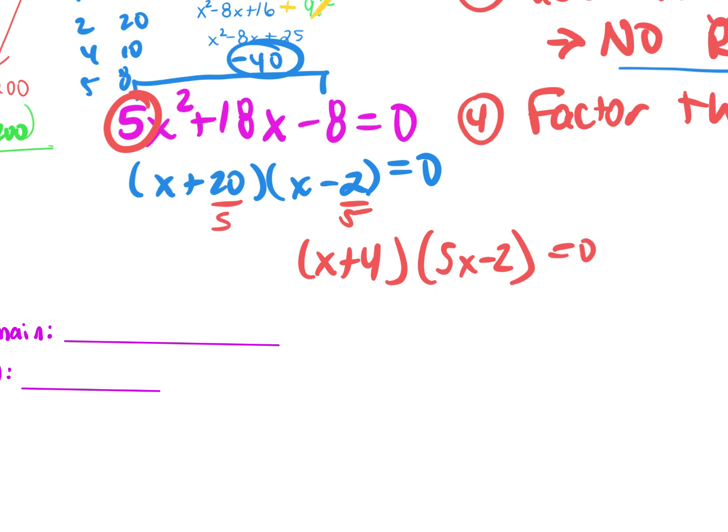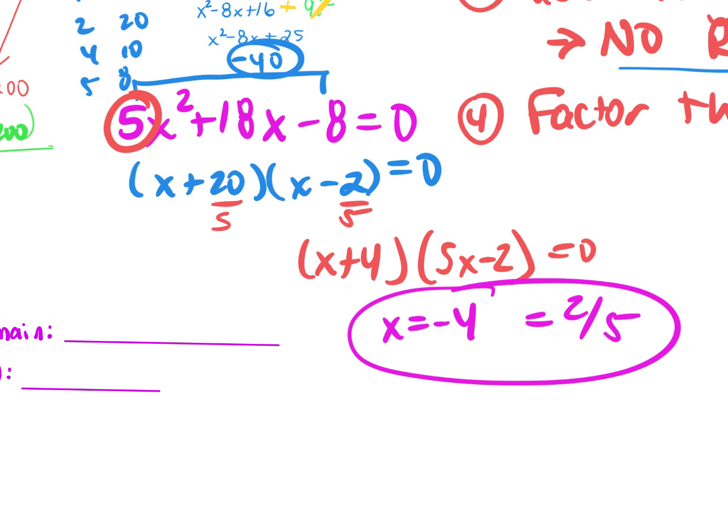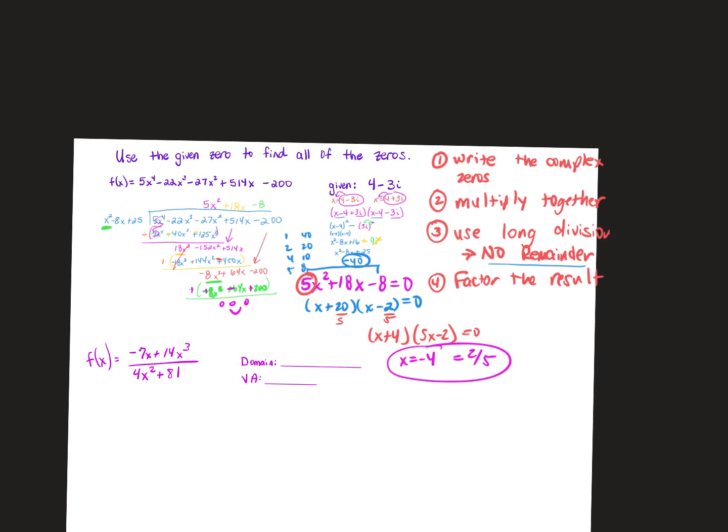So now what am I going to do with each piece? Set it equal to zero. So x equals negative 4 and x equals 2/5. Every single time this problem will work out exactly like this. You just have to do the steps. You write the complex zeros. If they give you one of them, you account for the conjugate.